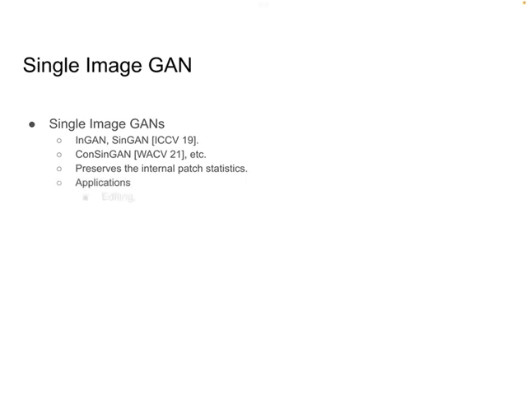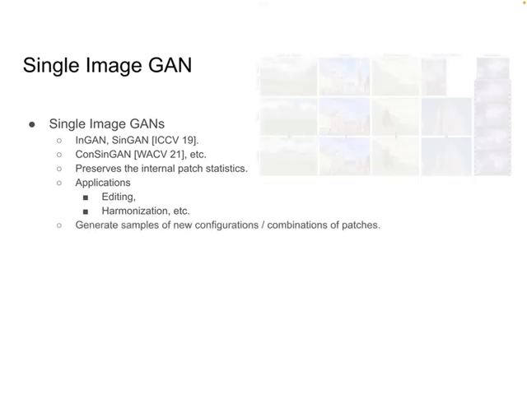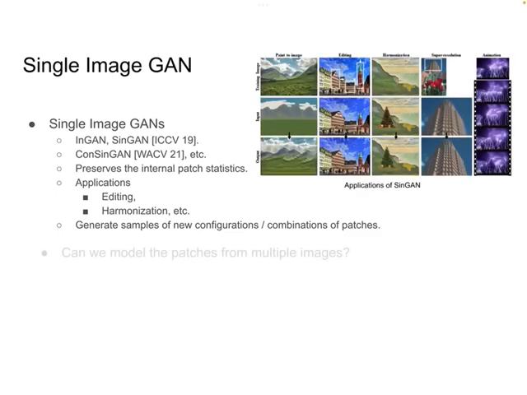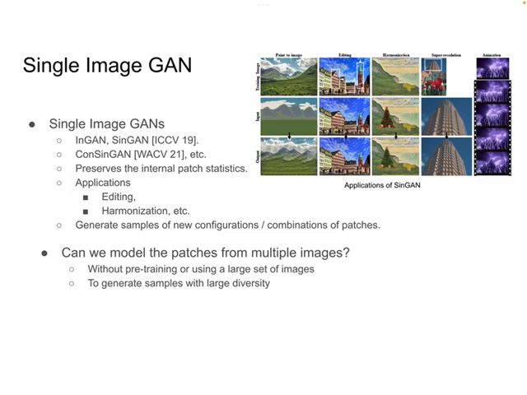If we consider applications like editing and harmonization, new patches can be cropped or pasted and the model can be fine-tuned such that the resulting model generates samples with the new patches adapted to the training image style. In this context, can we model patches from multiple images as a pre-training free few-shot image synthesis method that enables diverse sample synthesis?